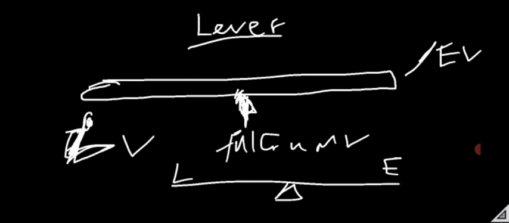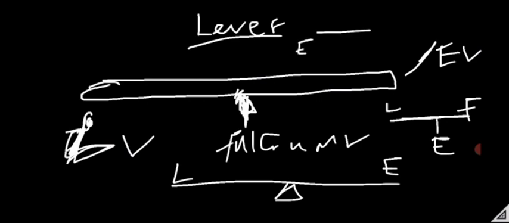Or if this effort is at the center, E, and we have load here, L, and we have fulcrum here, that kind of lever is called class 3 lever. Why class 2 lever? If the effort is at this side, we have E here, we have load here, then we have fulcrum here, it's called class 2 lever. But don't worry, that's what we are going to be explaining now.